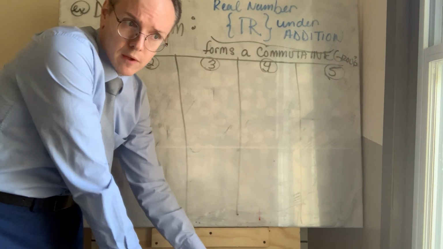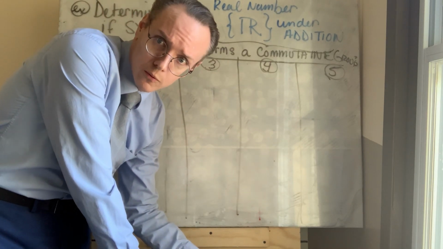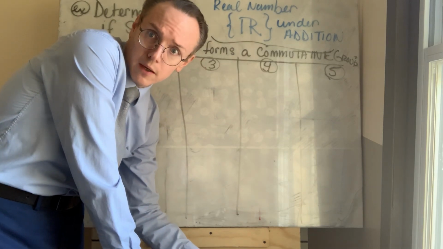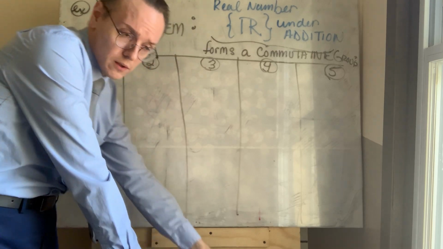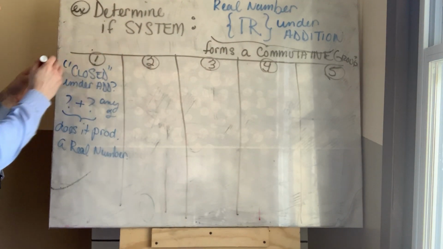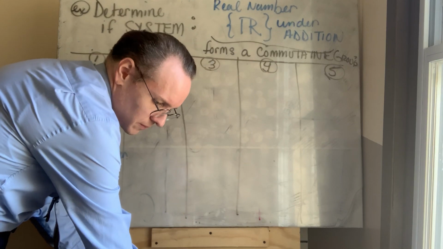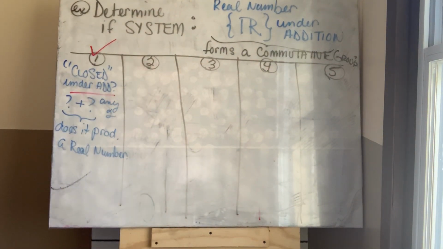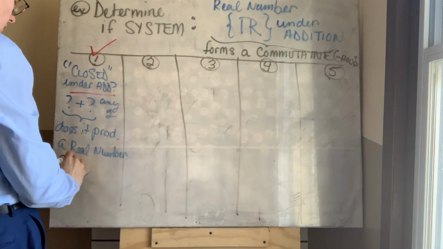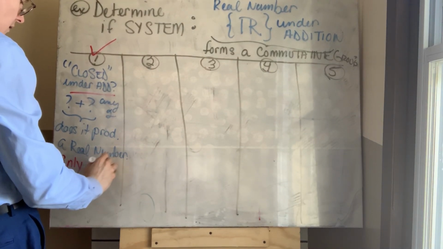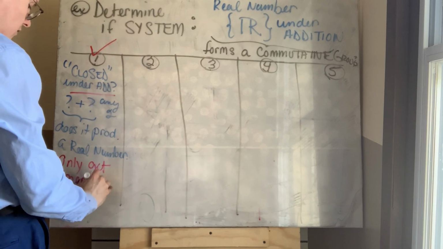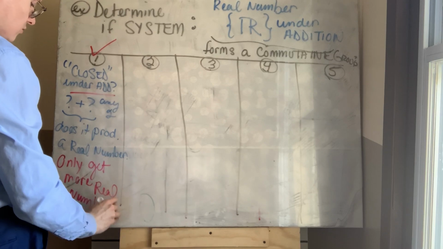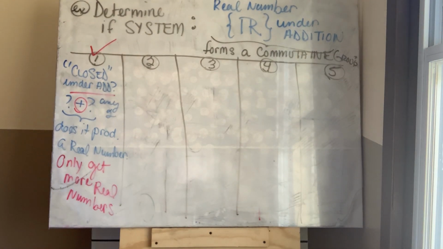If you added the square root of 2 to -5, would you get, in theory, a real number? Yes, because both of those things are real. This criterion would be met. So you'd say, yes, it is closed under addition. You only get more real numbers as a result of adding. Okay.